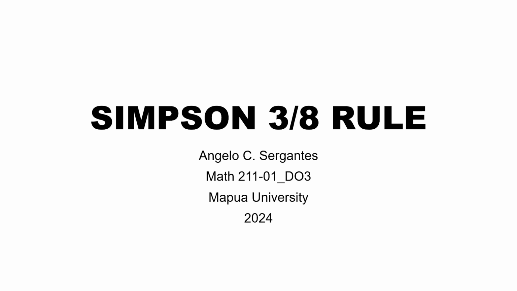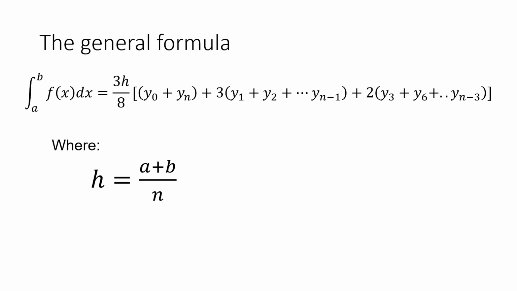For our last topic, we have Simpson's 3-8 rule. Simpson's 3-8 rule is a numerical integration technique used for approximating the definite integral of a function over a given interval. It is an extension of the simpler Simpson's one-third rule, but instead of using quadratic approximations, it uses cubic approximations to provide a more accurate estimate.